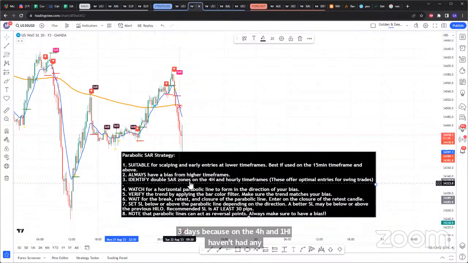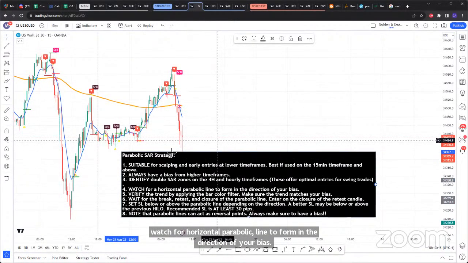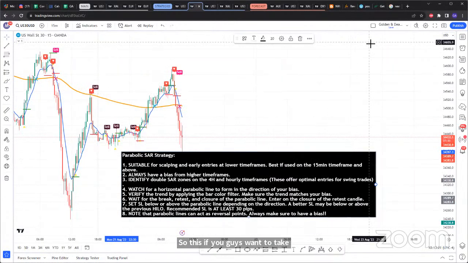So watch for horizontal parabolic line to form in the direction of your bias. So this, if you guys want to take a screenshot of this, go ahead and do that right now. But I've gone over that. Next, I'll go over how to trade opposite the daily bias.